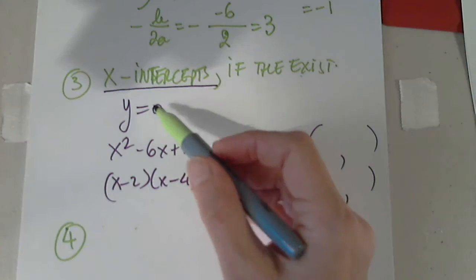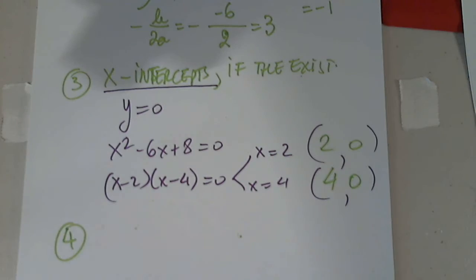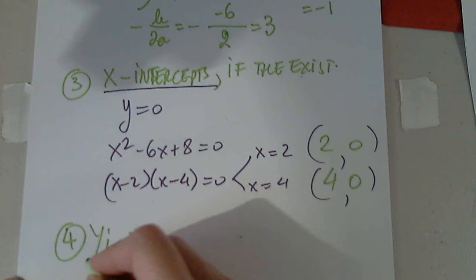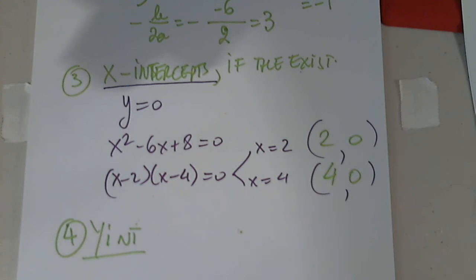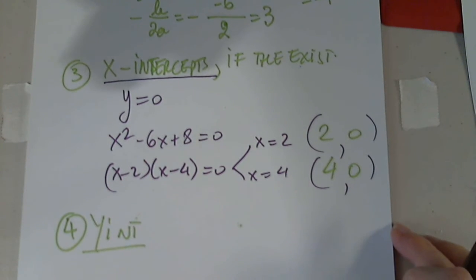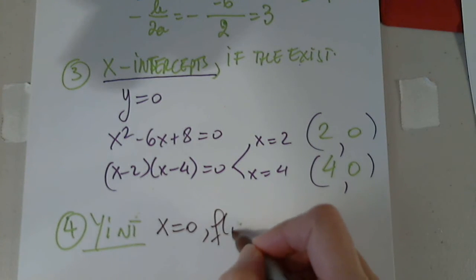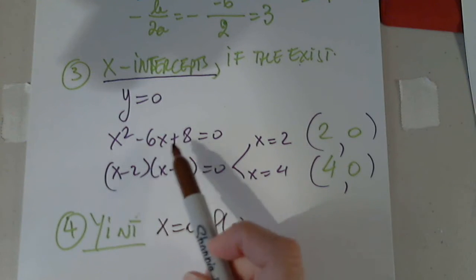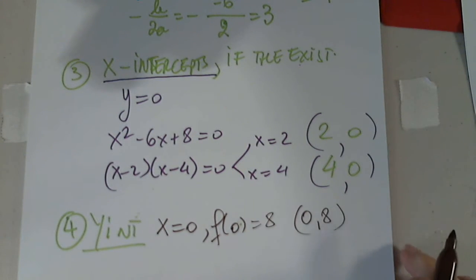So 2 for x, 0 for y. 4 for x, 0 for y. Now the y-intercept, which will always exist. How do we get the y-intercept? What do I have to determine? When x is 0 this time, f of 0 is easy, 0, 0, 8. So we have 0, comma 8 as the y-intercept.